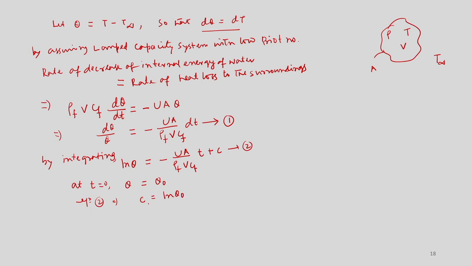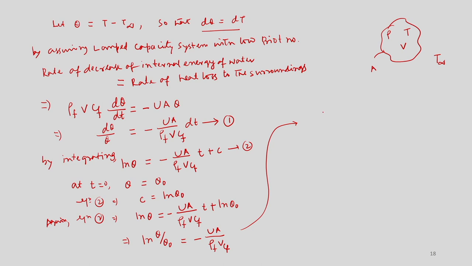Again, if we use this C value in equation 2, then ln of theta is equal to minus U A divided by rho f V c f into t plus ln of theta naught. So, it will be ln of theta by theta naught equal to minus U A divided by rho f V c f times t. And finally, theta by theta naught is equal to exponential of minus U A divided by rho f V c f, times t, right.